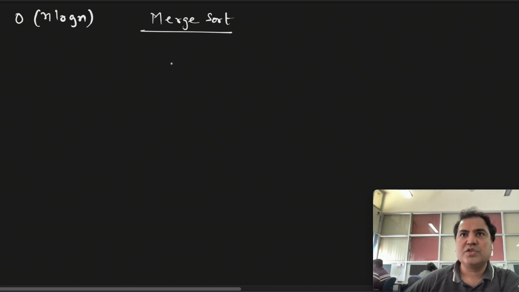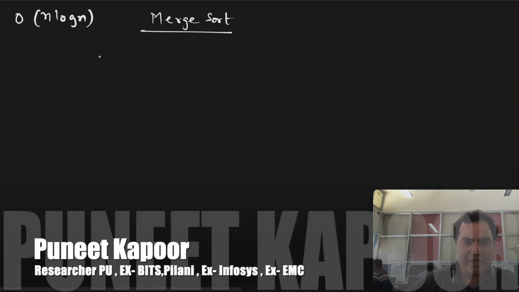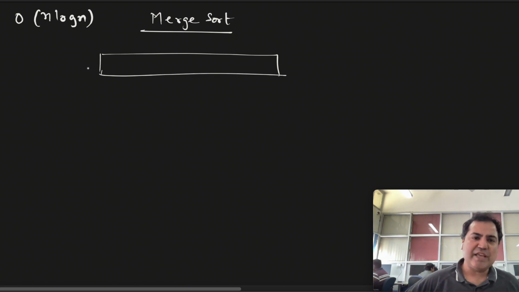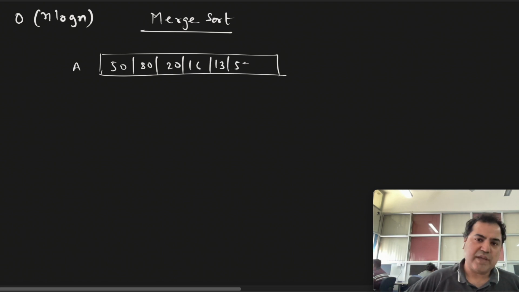Merge sort. I will be explaining it with the example of an array. Say I have an array of n elements, so in this case I will take a finite array of 7 elements: 50, 80, 20, 16, 13, 55 and 35. I will start indexing from 1, 2, 3, 4, 5, 6, 7 elements, right?